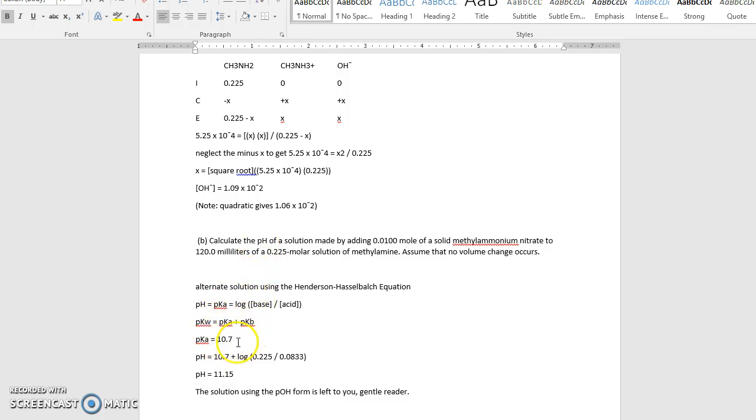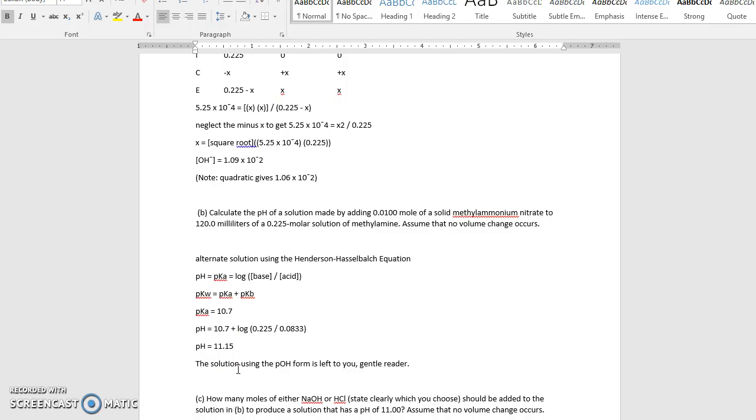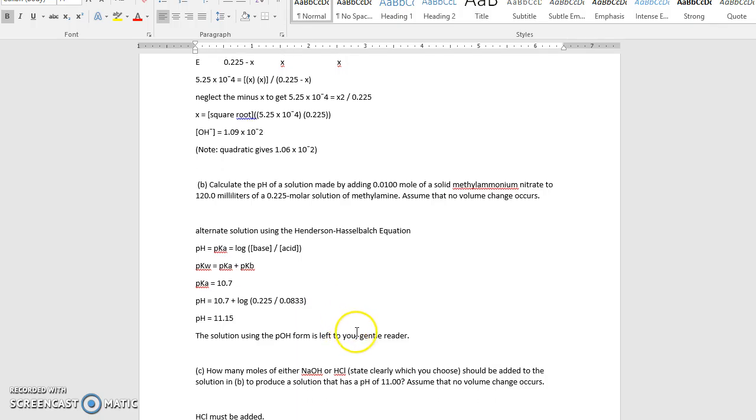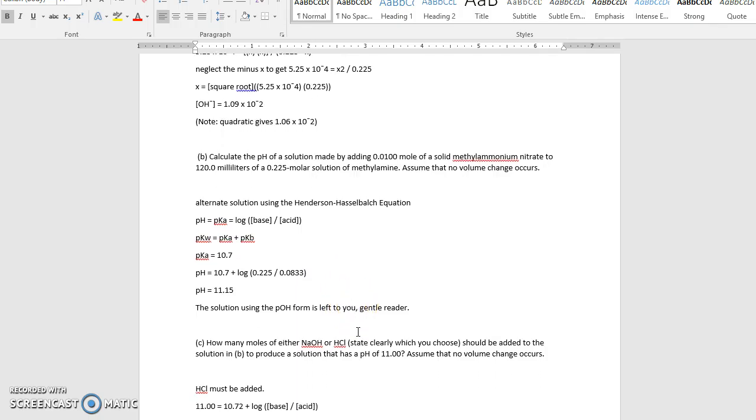And then the pKa is going to be 10.7, and you do pH equals 10.7 plus the log of the concentration of the base over the concentration of the acid, giving you a pH of 11.15, making it a mildly strong base. And you can use the pOH form as well. It just has to subtract from 14 to give you the actual pH value that they're looking for.